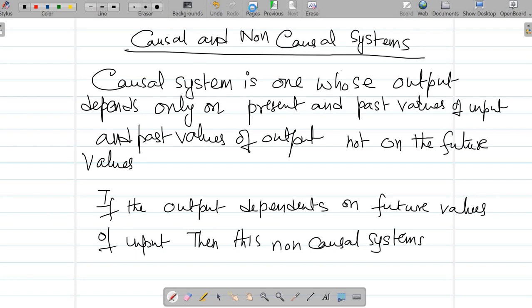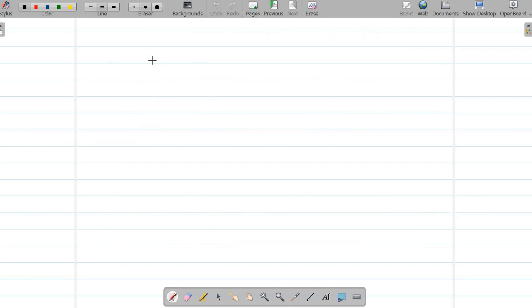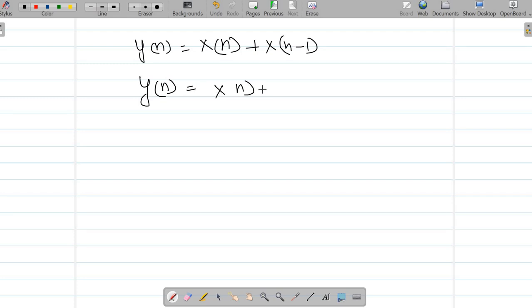Let us take a few examples of causal system. Suppose y of n is equal to x of n plus x of n minus 1. Here you can very clearly see it is dependent only on the present value of the input and the past value of the input. Suppose if it is like this, x of n plus x of n plus 1, then in that case it depends on the future values of the input. Then this system is non-causal, whereas this system is causal.